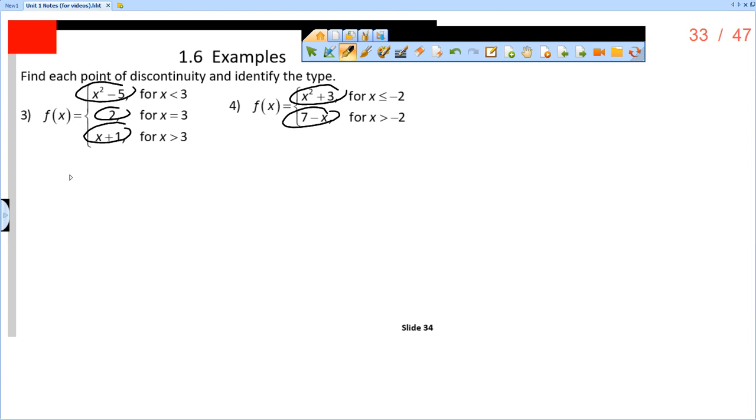So now we want to remember that when evaluating continuity, we need to evaluate, first of all, does f of 3 exist?